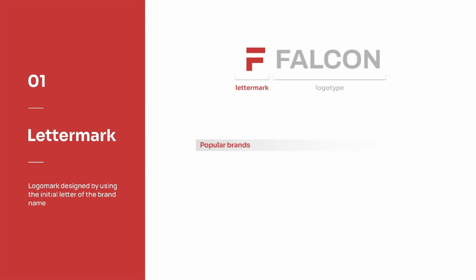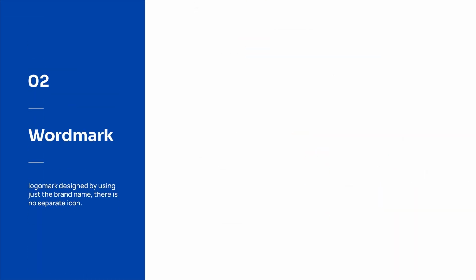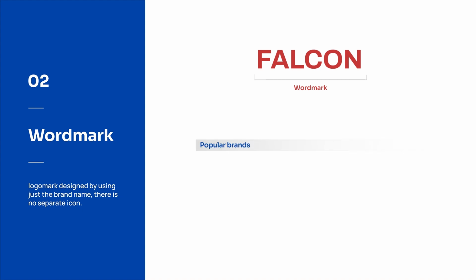Popular examples include brands like Chanel, Adobe, and Facebook. Next, we have word mark. Let's say that we designed our logo mark by using just the brand name. There is no separate icon. In this case, it will be called a word mark. Word mark can be a simple lettering like Google, or stylized handwritten letters like Coca-Cola.